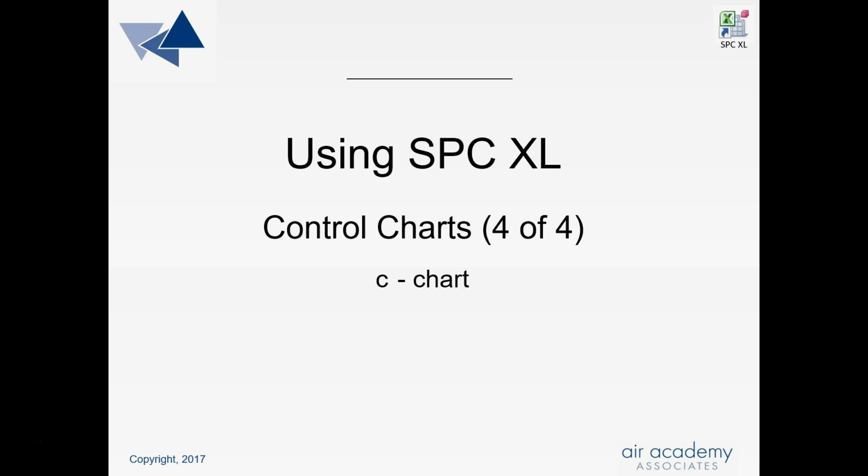The last of the 4 control charts that we will address in this video series is the C chart. C stands for count. So the C chart is a count chart where the number of defects or nonconformities is plotted for each time frame or interval of opportunity.